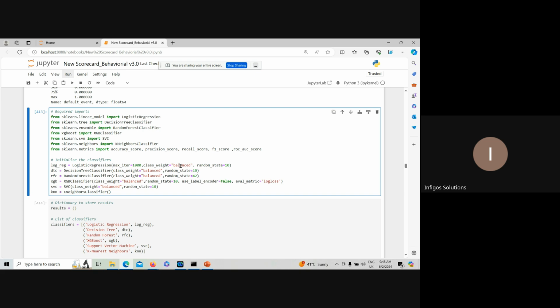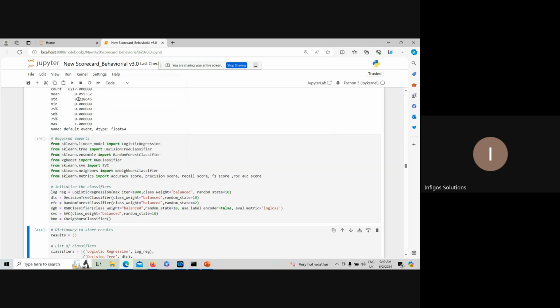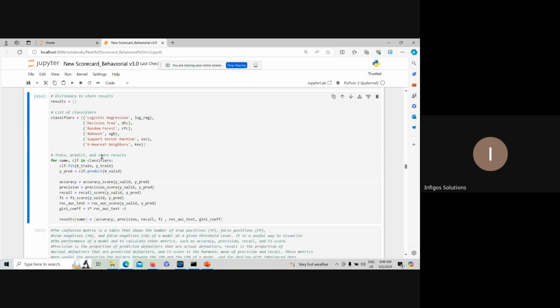So this is oversampling, this is oversampling, this is oversampling, this is oversampling. So let's run it. And then here we feed logistic regression or any of these. And here we basically do prediction. And based on this prediction, we calculate the accuracy score, the precision score, the recall score, F1 score, ROC, Gini.